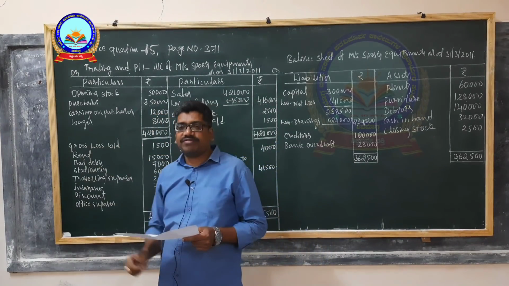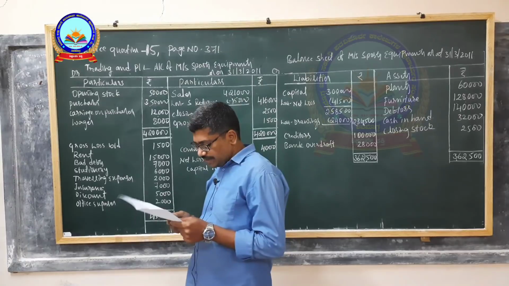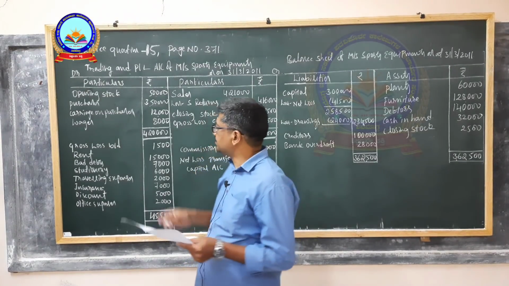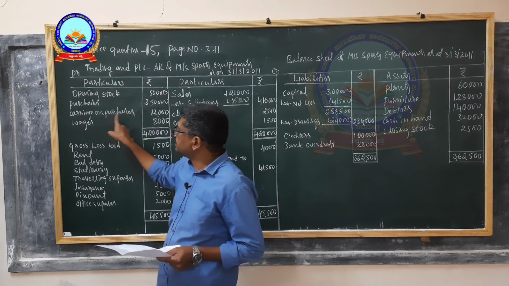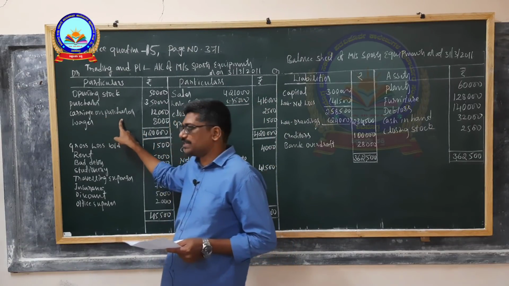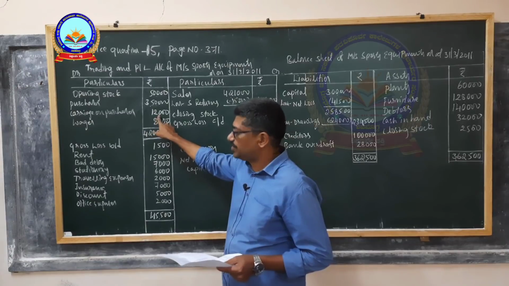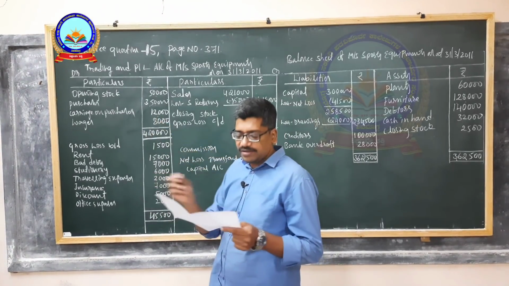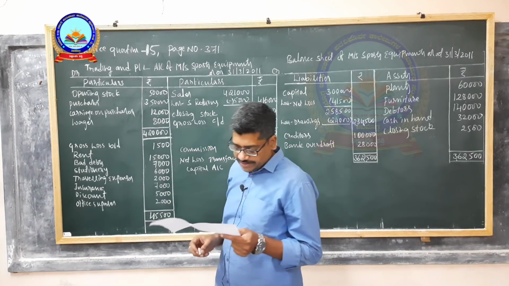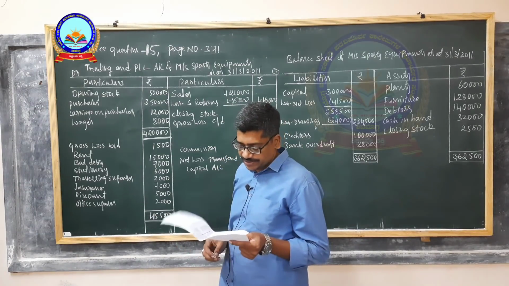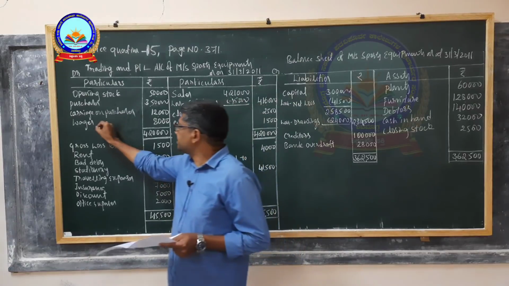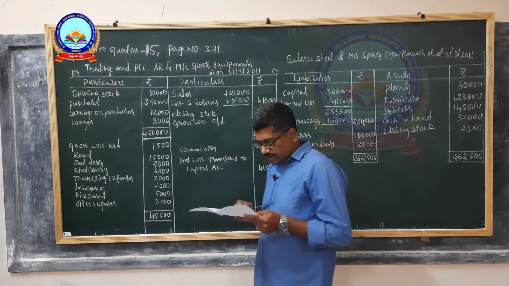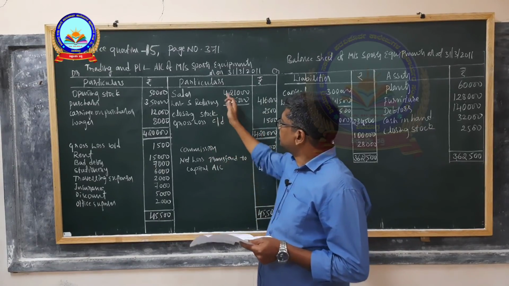Next you have to find out any direct expenses. Here direct expenses are carriage on purchases and wages. So first you write carriage on purchases, rupees 12,000, you record in the debit side as a direct expense. Next wages. Wages is also a direct expense. So you write wages rupees 8,000. Then you come to the credit side.